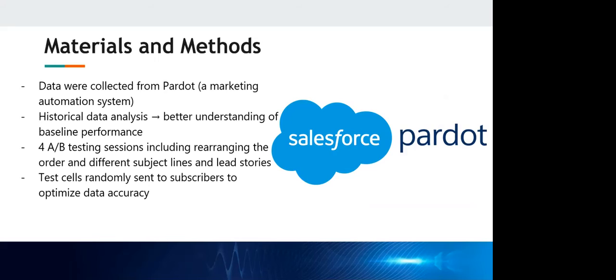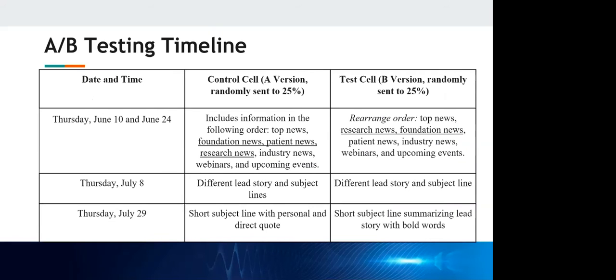Methods and materials. Data were collected from Pardot, which is a marketing automation system. We analyzed some historical data from the foundation from May 2020 to May 2021 to develop a better understanding of the baseline performance. We had 4 A/B testing sessions, and these test cells were sent randomly to subscribers to optimize data accuracy. So this is a brief outline of our A/B testing timeline.